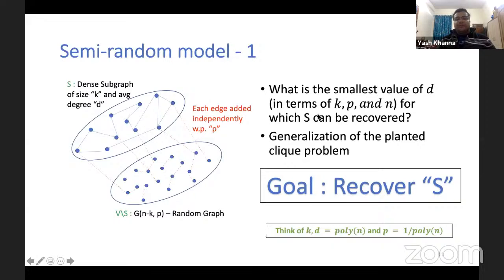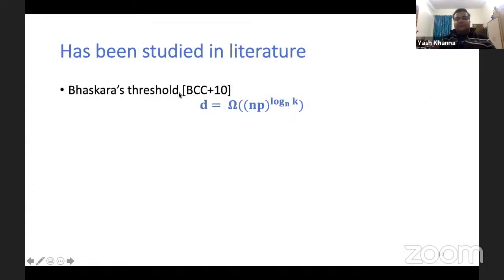So the smallest value of d for which this can be recovered, and as I said, is a generalization of the planted clique problem. This problem has been studied in the literature, and the work which gave an n raised to power 1 by 4 approximation in the worst case also studied this problem, and there d is some threshold like d is omega of np to the power log k base n, and our threshold is max of pk comma square root np. So let's try to compare them in different ranges of k.